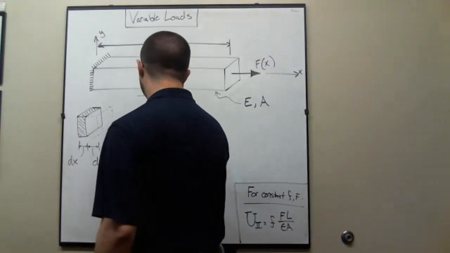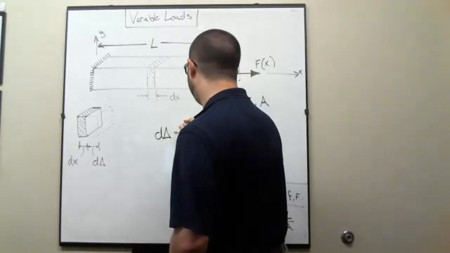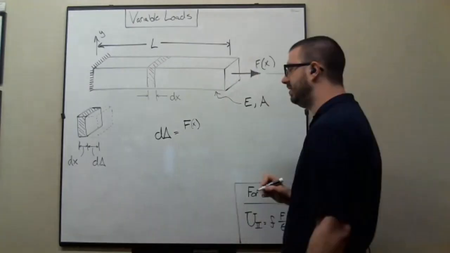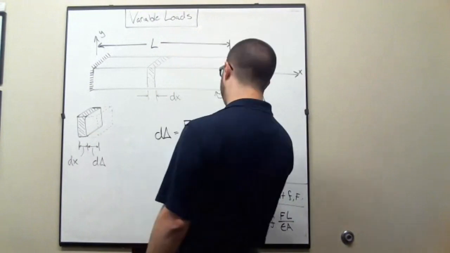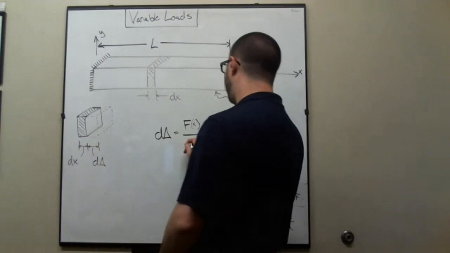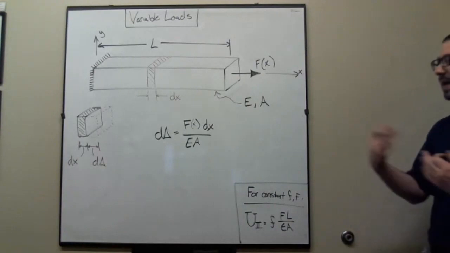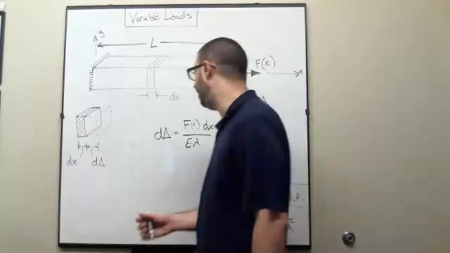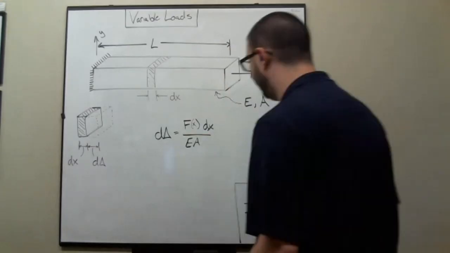Well, I basically use the same philosophy. I say d delta is the internal force, which in this case is a function, right? It's f of x, times the length, which isn't L, I'm talking about this little tiny element. So the length is dx, okay? So force times length divided by EA. It's basically the same formula, only instead of the length, I'm using the length of this tiny element, and instead of just a constant force, it's a variable. It's a force as a function of x, okay?